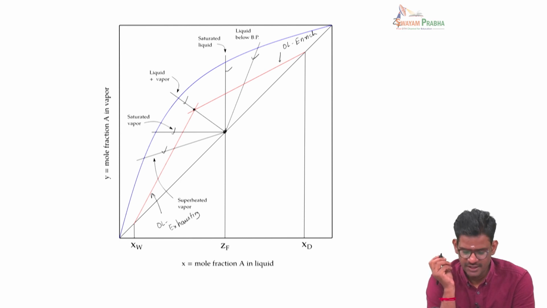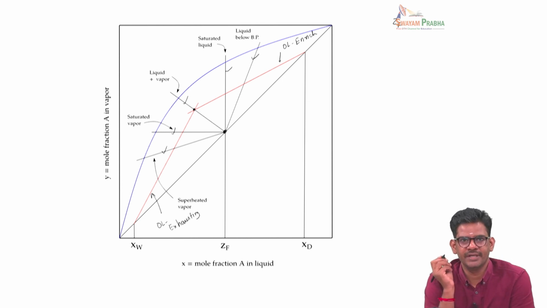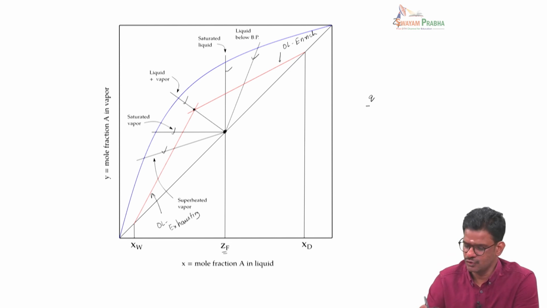So the way that we should locate the Q line is first marking a point on the 45-degree line corresponding to the feed composition ZF, and then finding out the slope of this line, and the slope of the line is given by Q by (Q minus 1).